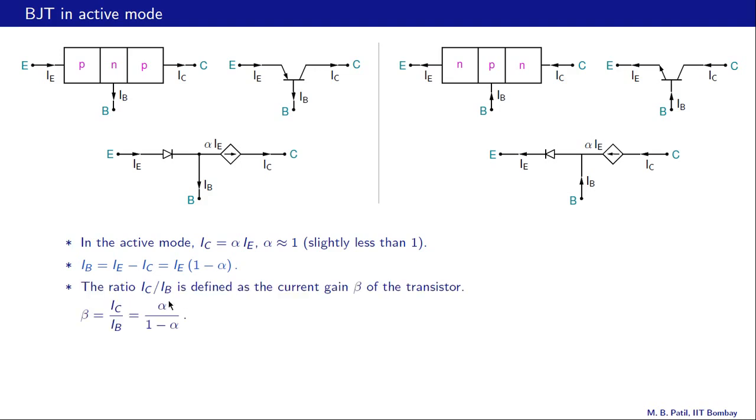Now the ratio IC by IB is a very important one, and that is called the current gain beta of the transistor. So beta is IC by IB, and we already have an expression for IB, IE times (1 minus alpha). IC is alpha times IE, and therefore when we take the ratio of these two, that IE will cancel and we get beta equals alpha over (1 minus alpha).